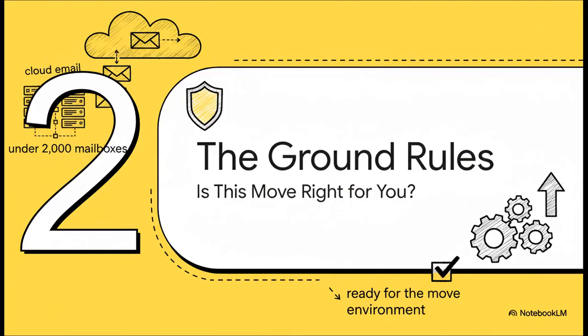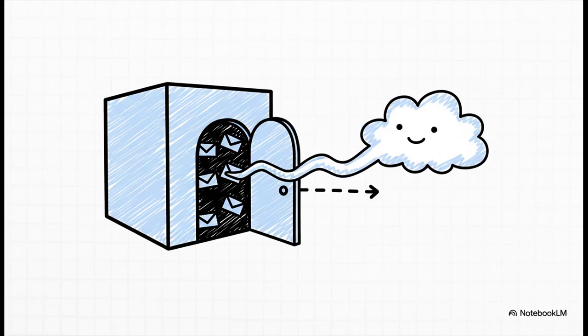Okay, so let's say you're under that 2,000 mailbox limit, and this is sounding pretty good. Before you jump in, there are a few ground rules. Think of them as the non-negotiable rules of the game to make sure your system is actually ready for this kind of move. First up, rule number 1, you have to have Outlook Anywhere enabled on your old Exchange server. It's basically the tech that lets Outlook connect securely from anywhere on the internet. For this migration, it's like opening the front door so the Office 365 service can reach in and start copying your stuff. No open door, no move.